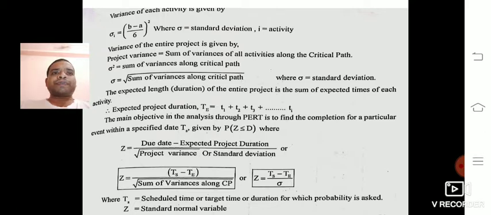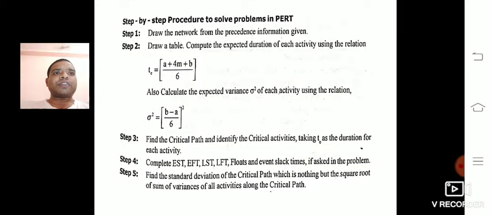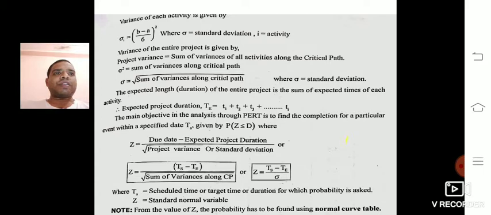Now we need to calculate the standard normal variable, which we call Z. That is the due date minus the expected project duration, divided by the square root of the project variance, or the standard deviation. After finding Z, we can take the probability value from the normal curve table. Only after calculating Z can we find the probabilities, by using the normal curve table, which we will discuss while solving the problem.